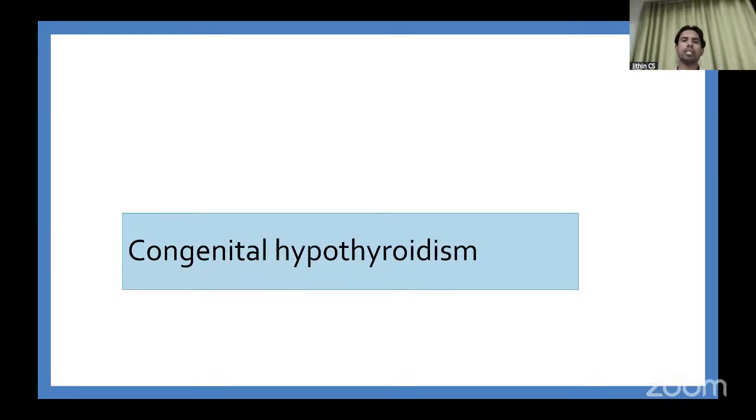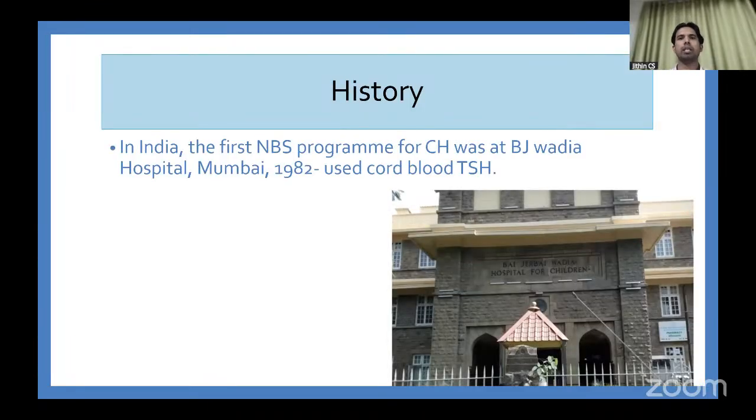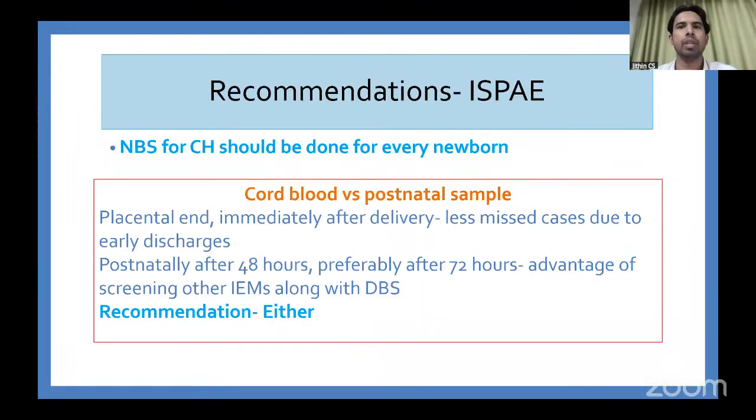Now, coming to congenital hypothyroidism, the first newborn screening for congenital hypothyroidism was actually carried out in Vijayawada Hospital in Mumbai in 1982. They used cord blood TSH. So we follow the Indian Society of Pediatric and Adolescent Endocrinology recommendation, which states that all babies should be screened for congenital hypothyroidism. Whether we should take cord blood or a postnatal sample, they recommend that either is fine.